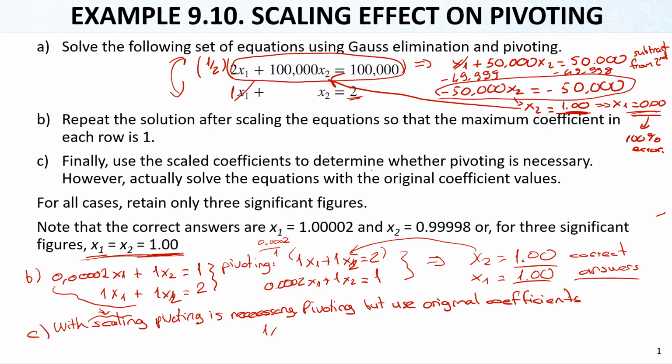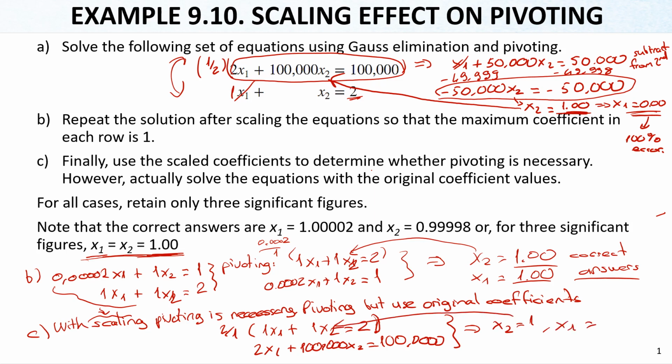Simply, we will have 1x1 plus 1x2 is equivalent to 2, and as the second one, we have 2x1 plus 100,000 x2 equals 100,000. Now here we will multiply the first equation by 2 divided by 1 and subtract this from the second equation. Then from here we will solve x2 again. Here we will find x2 is 1. And if we put it here, we will find x1 is 1.